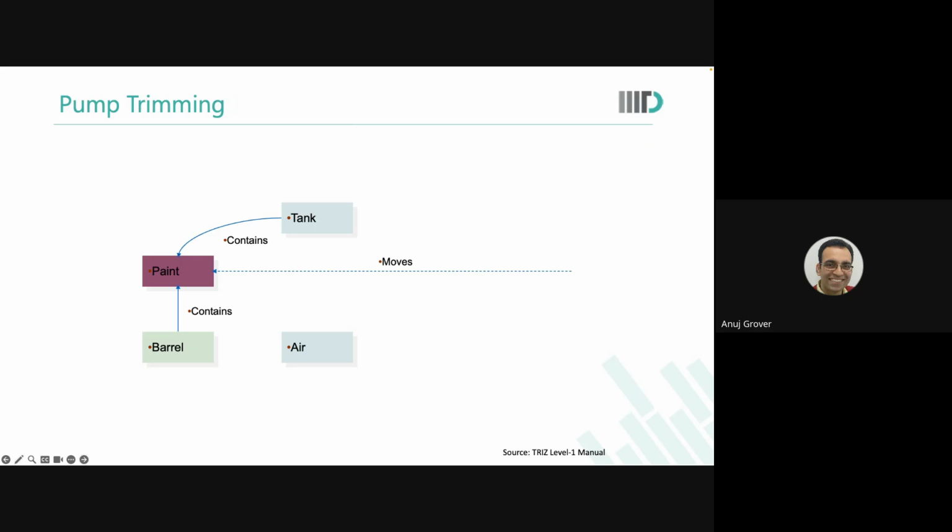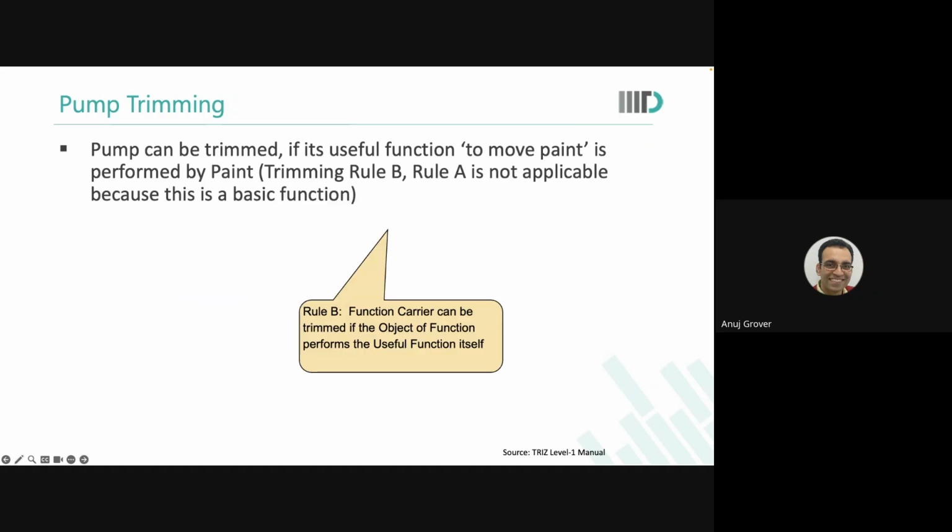So now what we want to do is somehow air has to move the pump or the paint has to move itself. Something has to happen. So pump can be trimmed if its useful function to move paint is performed by paint. Now rule A is not possible because paint is the target. The entire system existed to move the paint. So now you can't apply rule A, you're applying rule B now.